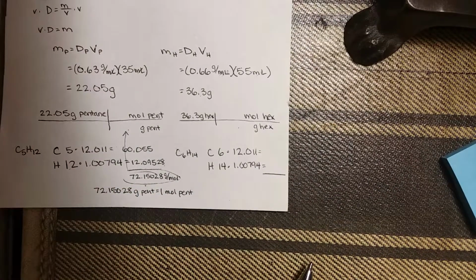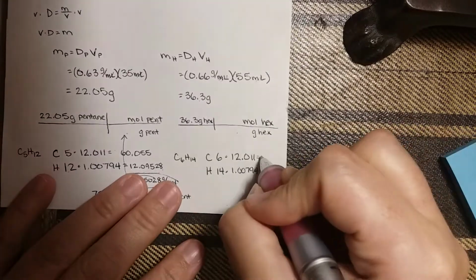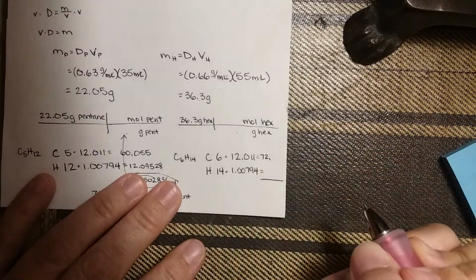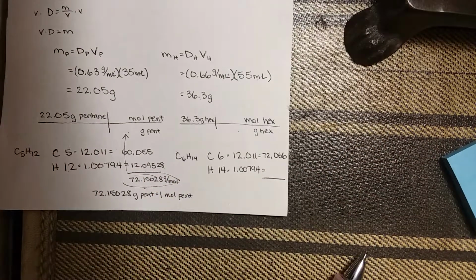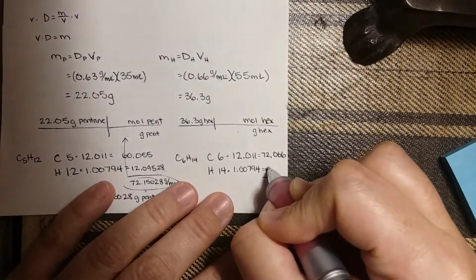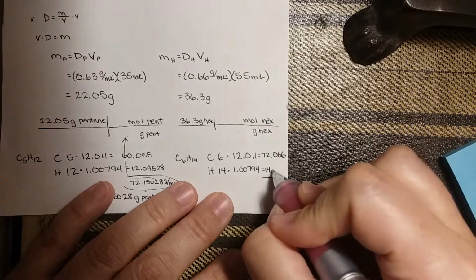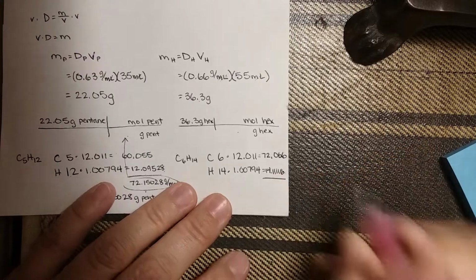So that will be 6 times 12.011. I get 72.066. Now let's do hydrogen. That's 14 times 1.00794. And what I get is 14.11116.